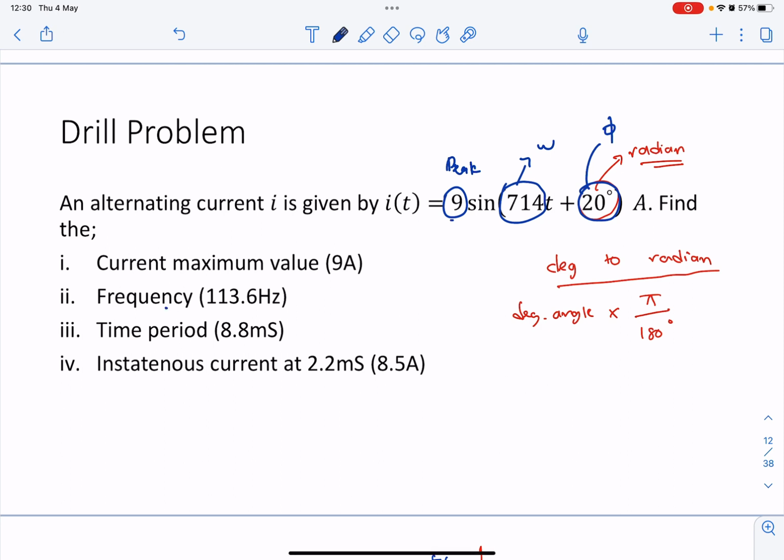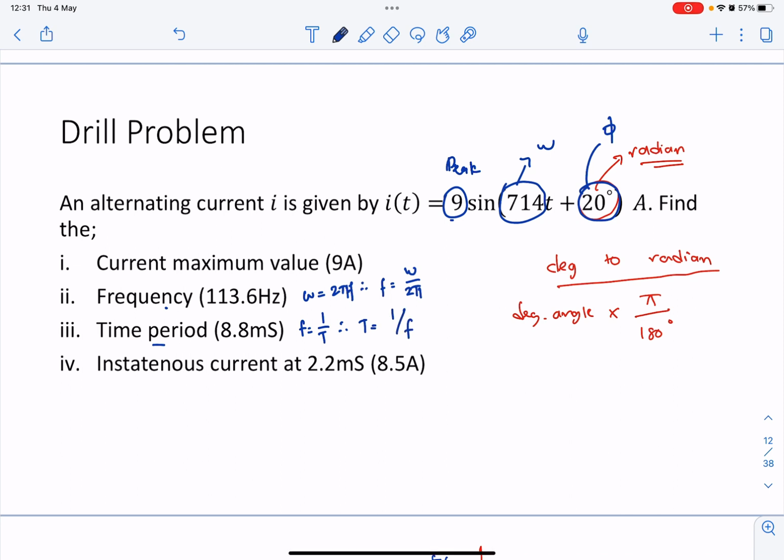So what is your punya frequency? Omega is equal to 2 pi f. Therefore, f is equal to omega divided by 2 pi. So what is the time period? f is equal to 1 over T. Therefore, T is equal to 1 divided by f.